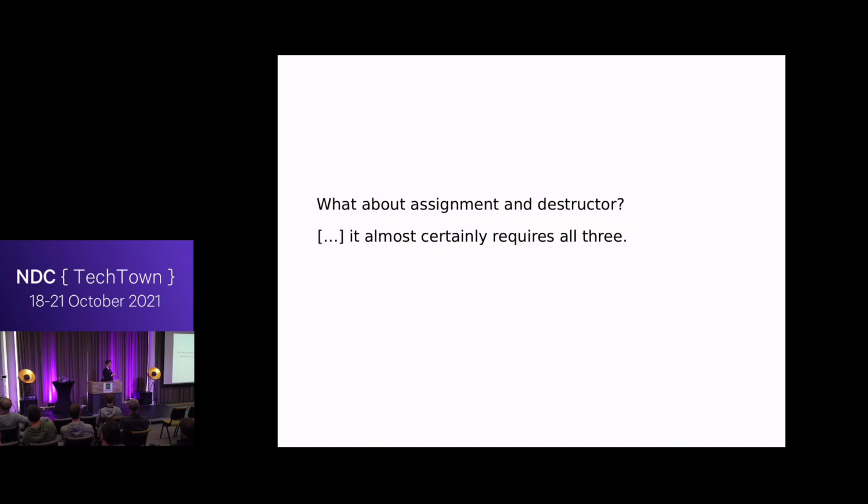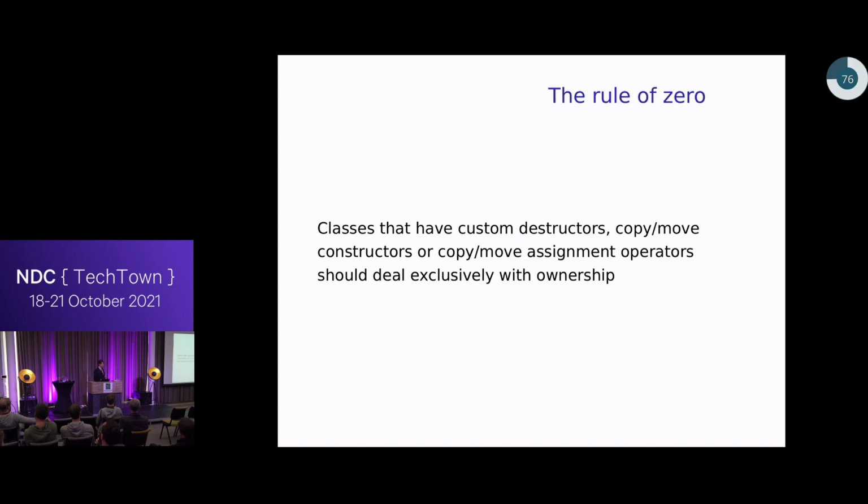I haven't mentioned anything about the assignment operator and destructor, but if you do this, you don't really have to define them. The wording of the rule of 3 is that it almost certainly requires all 3. In this case, you can still derive them because we're really delegating all the memory work to unique pointer anyway, right? So I think actually the rule of 3 in that sense is pretty outdated for practical purposes. We have the rule of 0.